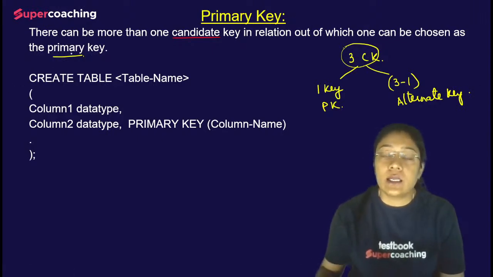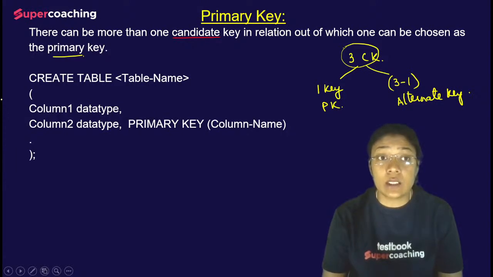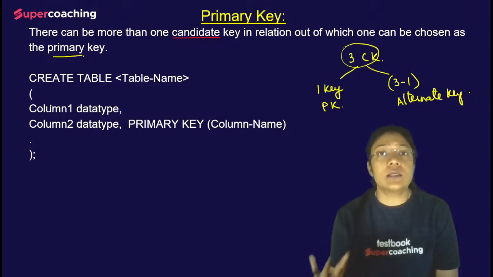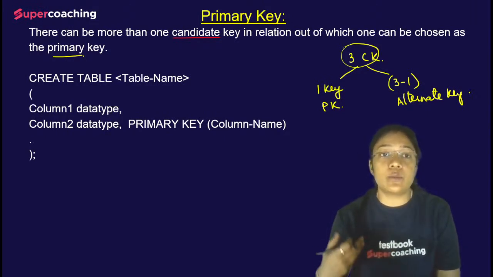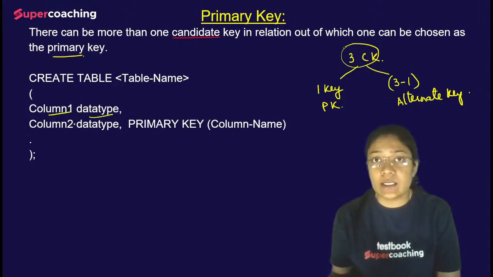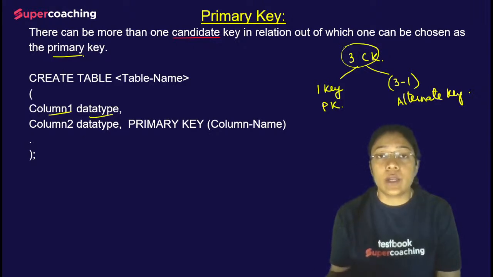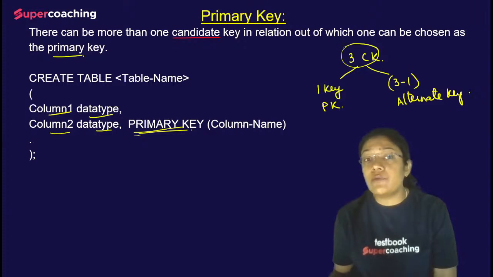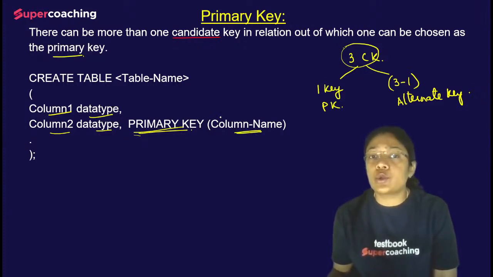How do we declare a primary key? When you are using create table, then under this we provide the definition for the columns and we determine the domain. So here column 1, data type, name, for example SID, and I can say I want the data type as integer or varchar, like that. So column 1 data type, column 2 data type. If I want to make column 2 the primary key, I'll write here primary key for which column. For example, I want to make SID.